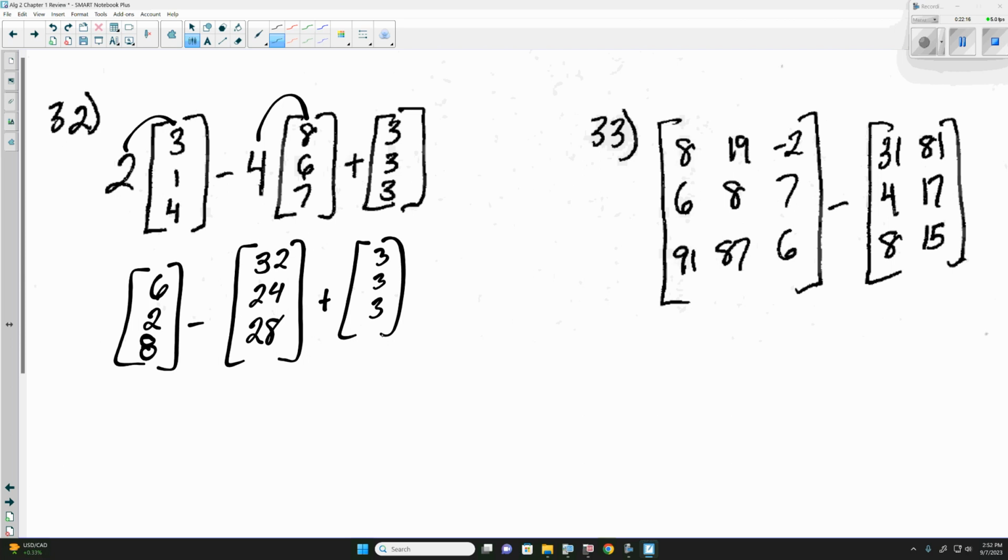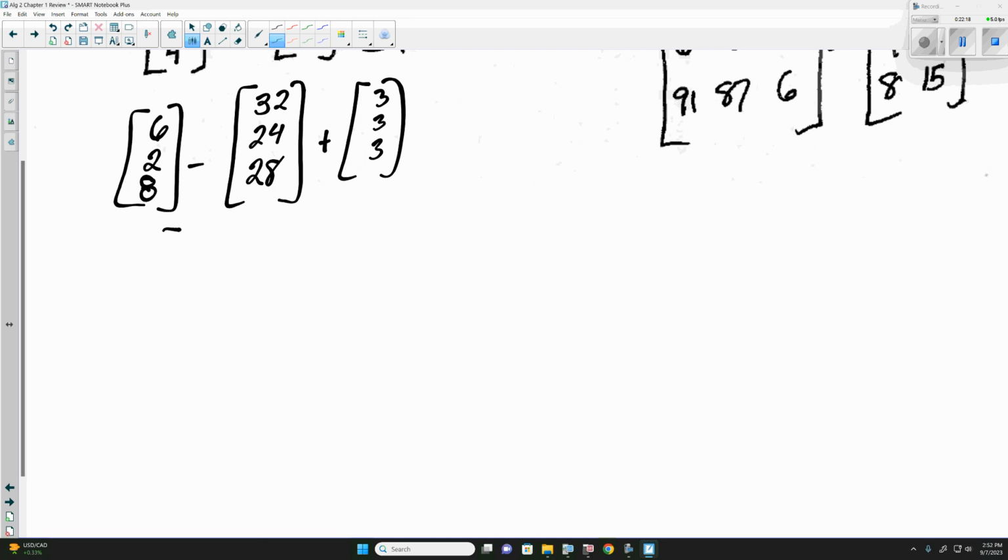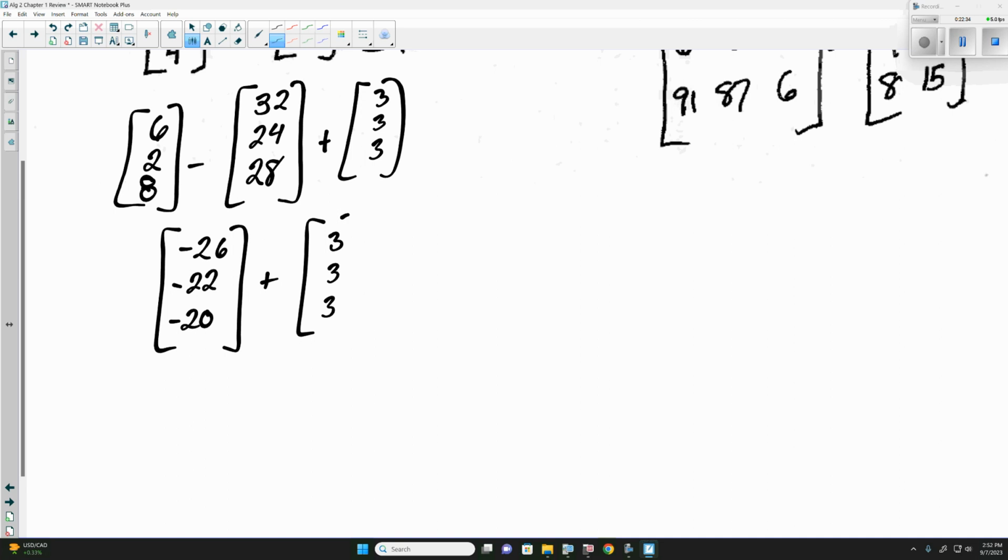Now at this point here, we can subtract the first two. It's negative 26. 2 minus 24 is negative 22, and 8 minus 20 is negative 20. And we have the last one, 333. And if we add these two together, negative 26 plus 3 is negative 23. Negative 22 plus 3 is negative 19. And lastly, negative 20 plus 3 is negative 17.